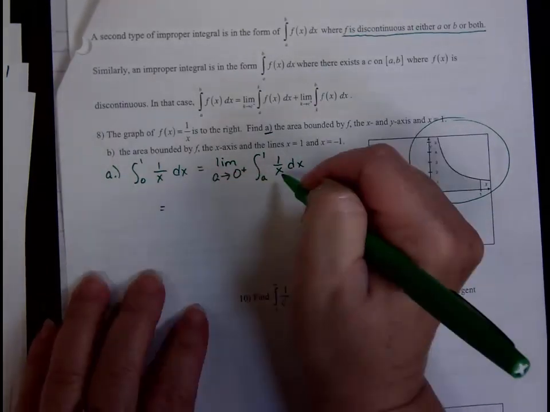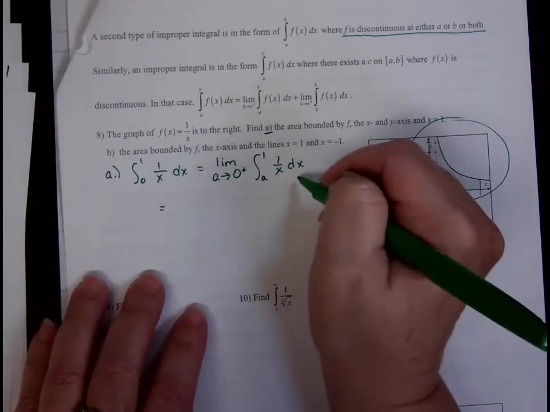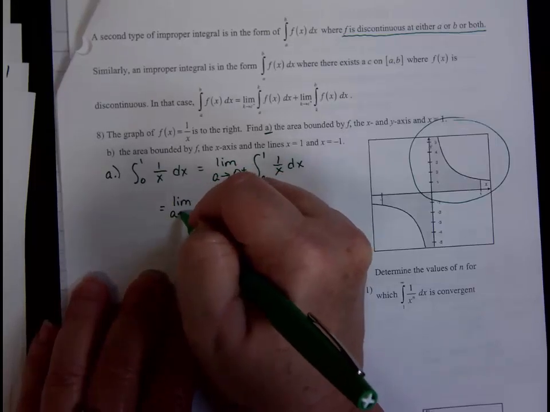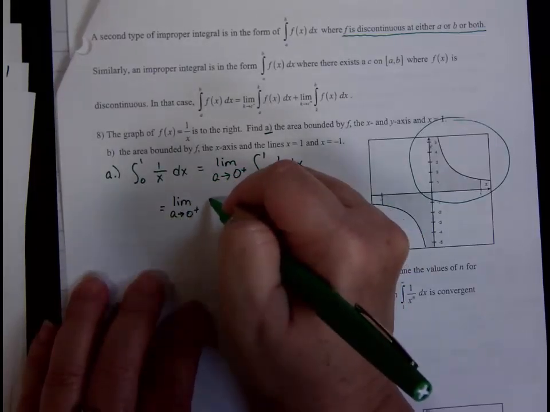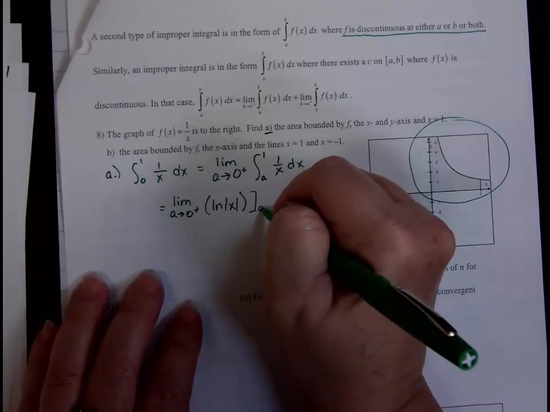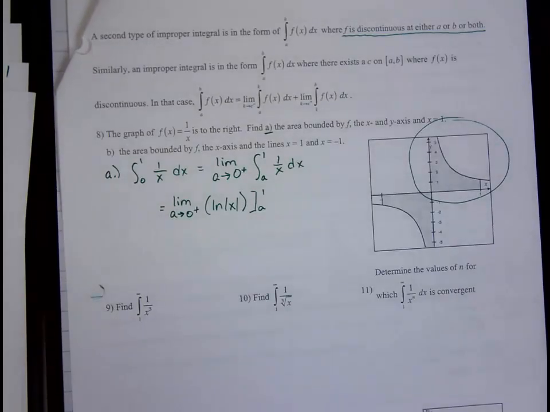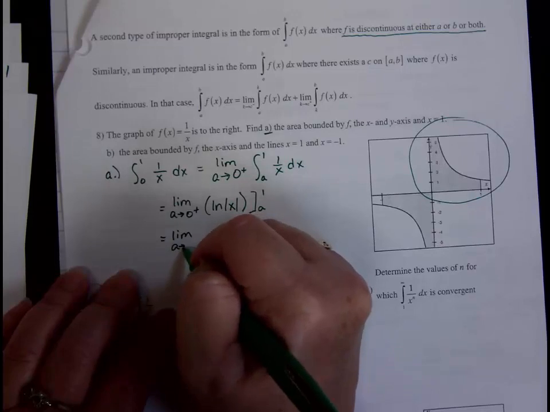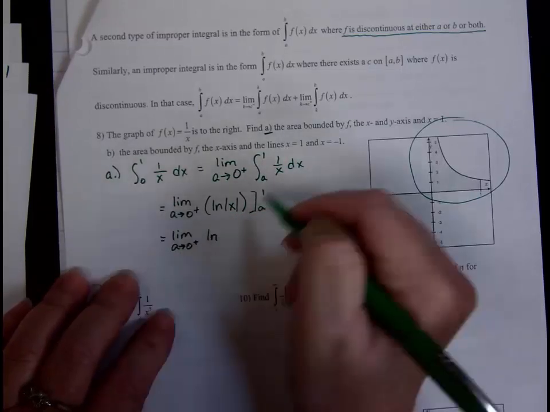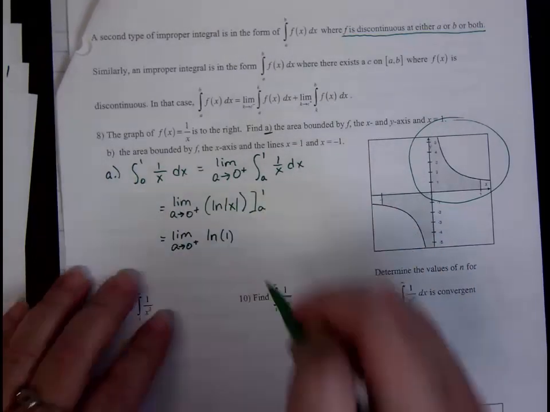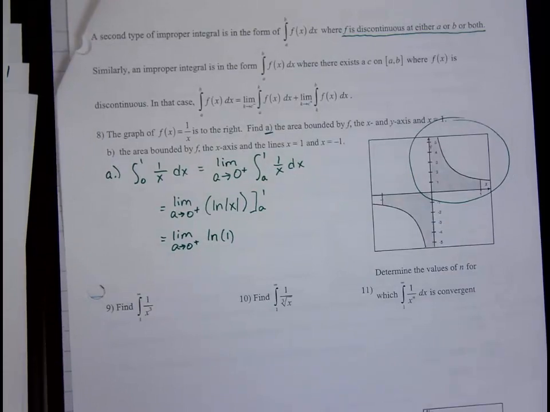Okay, so now, do you recognize this antiderivative? Do you know what it's going to be? It's going to be ln. So we're going to write limit as a approaches 0 from the right of ln absolute value of x evaluated from a to 1. Just like before, we take the antiderivative. And now, just like before, we plug the numbers in. The limit as a approaches 0 from the right of ln of 1. Now, since 1 is positive already, the absolute value of 1 is just 1. You can change it to parentheses if you want to. If you don't, it's no big deal.